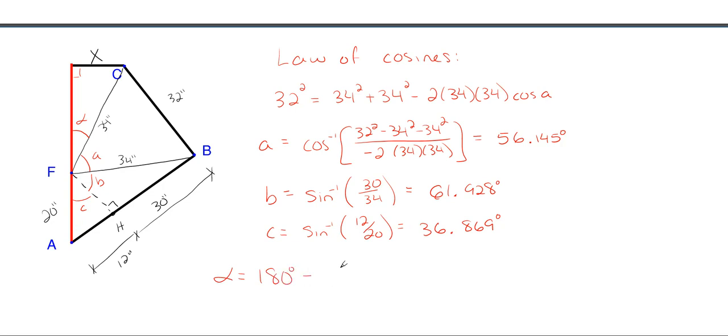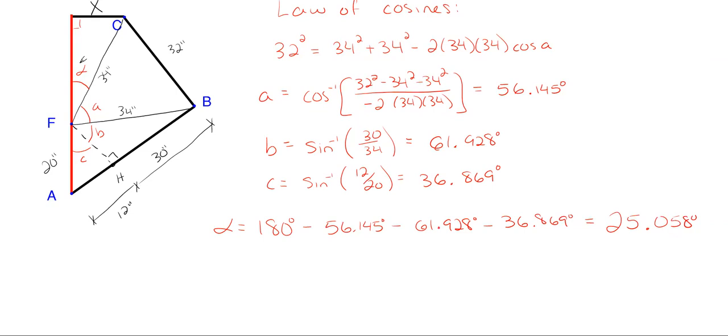So alpha will just be 180 degrees because it's a straight line, minus my three angles. So minus the 56.145, minus the 61.928, minus the 36.869 degrees. And we're left with an angle alpha of 25.058 degrees.